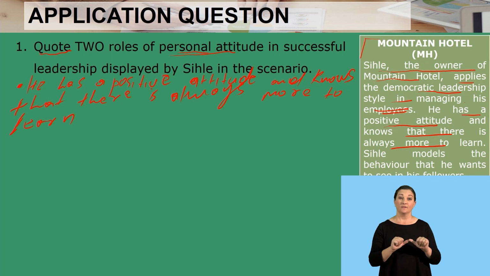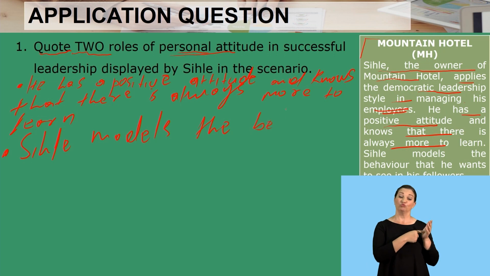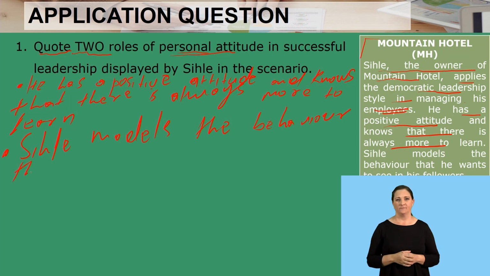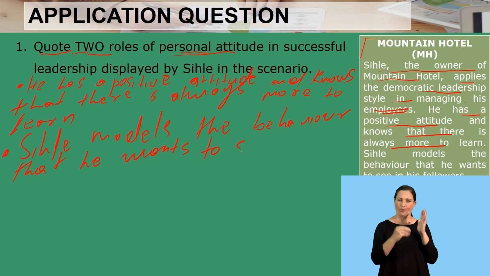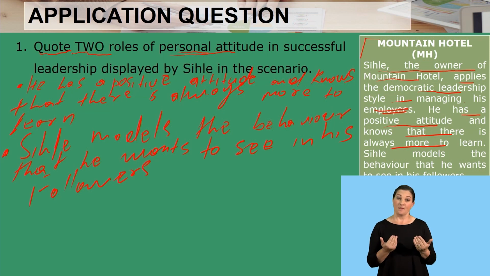Then another one we quote, because remember the question is looking for two roles of personal attitude, is that Sihle models the behavior that he wants to see in his followers. So that is how you would be expected to quote.